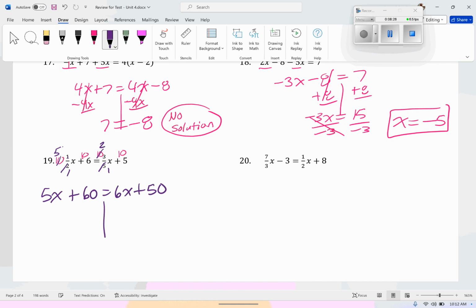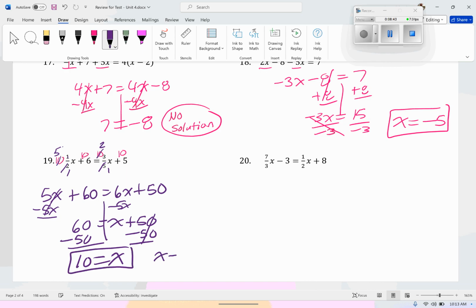All right, now we can start moving things back and forth. I'm going to subtract 5x from both sides. Those cancel, so 60 equals x plus 50. Subtract 50 from both sides. 60 subtract 50 is 10. So 10 equals x, or x equals 10.